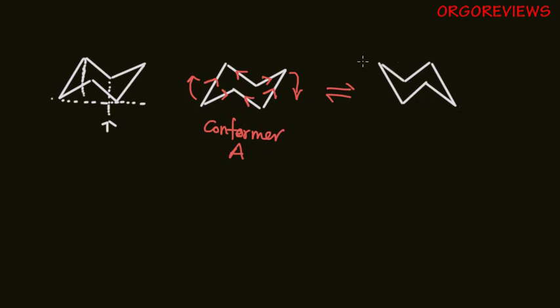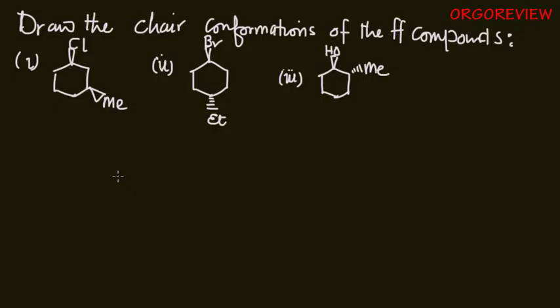Now, you can see that the ends have flipped, right? So we have your conformer B. So as you can see, this is just a flip. And depending on what groups you have on the structure, you'll be able to tell which one is more stable or not. Draw the chair conformation of the following compounds.